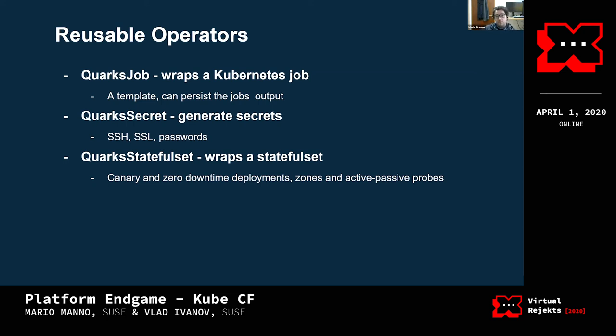We also have another component, which we call Quarks Secret. And that just generates Kubernetes secrets for you, for example SSH keys or SSL certificates or cluster-signed CA certificates and passwords, of course. So when we work through the manifest and some application needs a password, you don't have to feed it from the outside. You can generate it in cluster and you get a Kubernetes secret out of it.